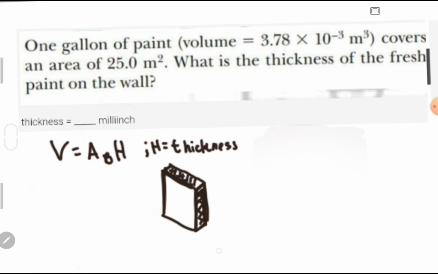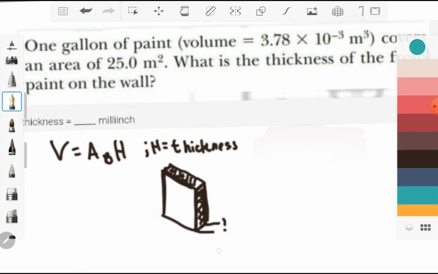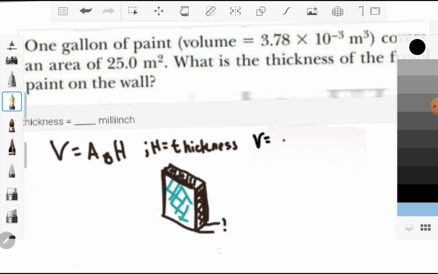Okay, wherein your thickness is equal to unknown, and your area was already given as 25 meter square. So the best thing to do is to tabulate the given values: 3.78 times 10 raised to negative 3 for your volume, and for your area we have 25 meters squared. So let us substitute the values.